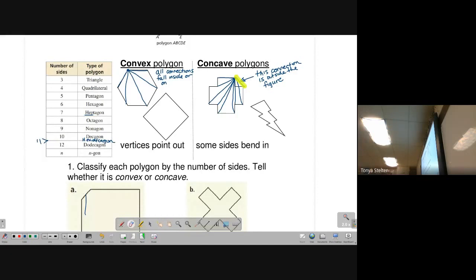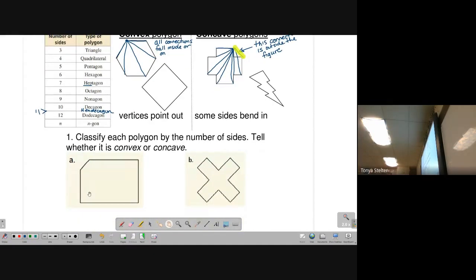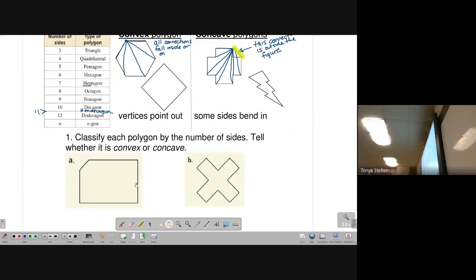Questions so far before we get into the examples? All right, so classify each polygon by the number of sides. You're also going to have to classify by the number of sides and number of angles, but not yet. So number of sides: 1, 2, 3, 4, 5 sides. You hopefully at some point have this memorized, but if you look at the chart, it's a pentagon.